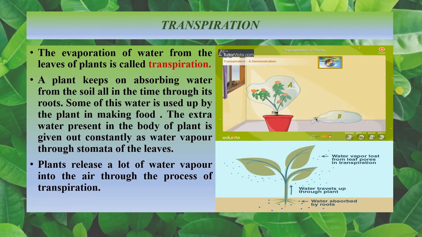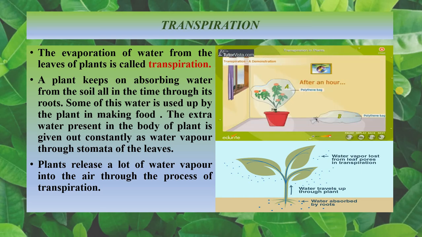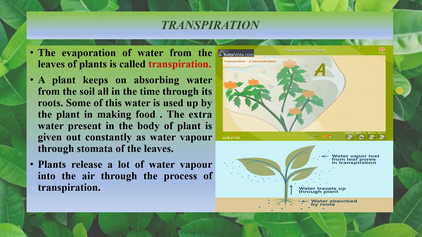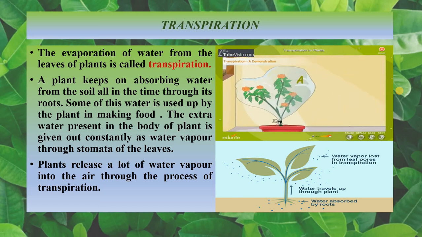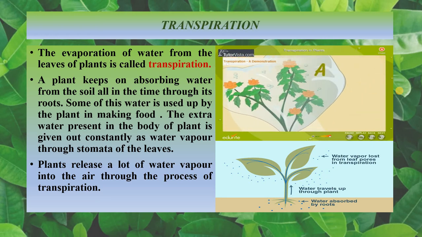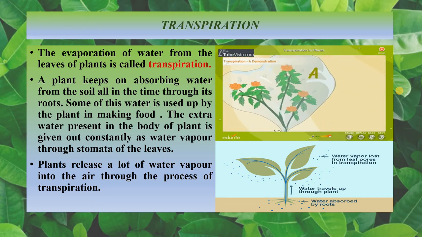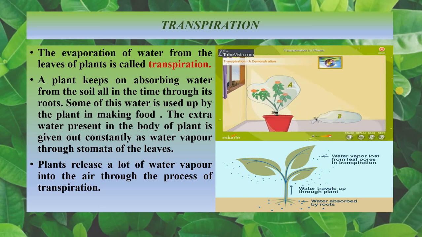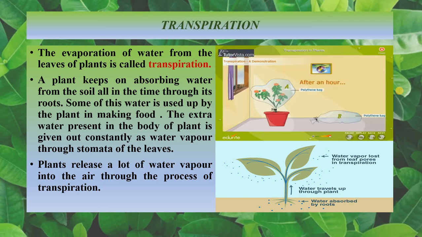Next important thing is what is transpiration. Now a plant keeps on absorbing water from the soil all the time through its roots. Due to this, a lot of water collects in the body of a plant. Some of the water is used up by the plant in making food. Now the extra water which is present in the body of a plant is given out constantly as water vapor through tiny pores or stomata of a leaf. So this process of evaporation of water from the leaves of a plant is called transpiration.